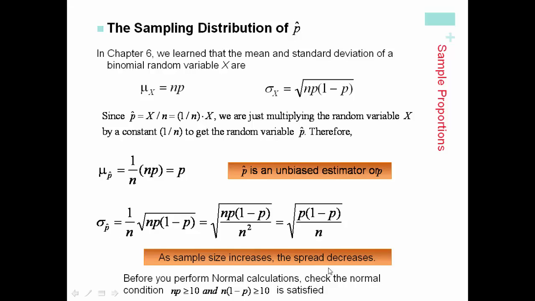The standard deviation is going to, again, the n's will cancel when we multiply by 1 over n inside the parentheses, so we get the square root of p times 1 minus p over n. So as sample size increases, remember that the spread decreases. Before you perform normal calculations, you have to check the normal condition. Is n times p greater than or equal to 10 and n times 1 minus p greater than or equal to 10?